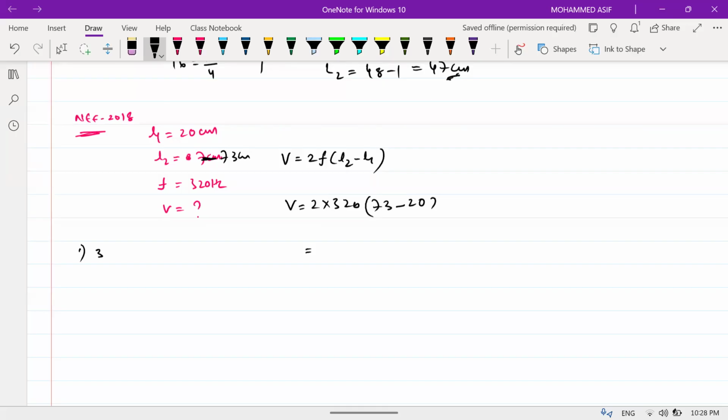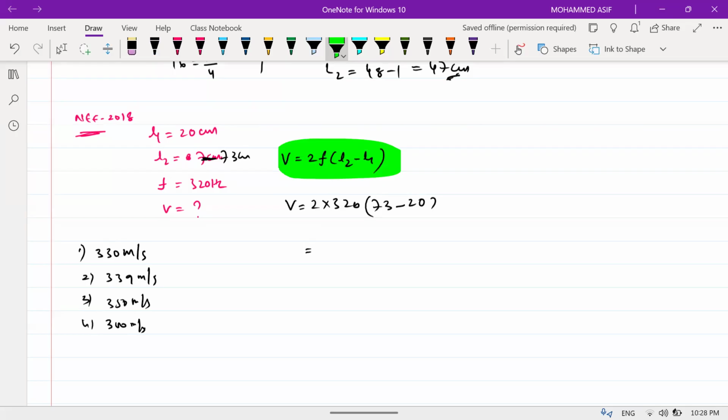I'm giving you the options: 330 meter per second, 339 meter per second, 350 meter per second, and 300 meter per second. In the 2018 NEET question, L1 is given, L2 is given, frequency is given. He is directly asking the velocity of the sound. See how much knowledge was required after studying for one complete year. The student was just required to remember this formula. When data has been given, just substitute and get the answer.